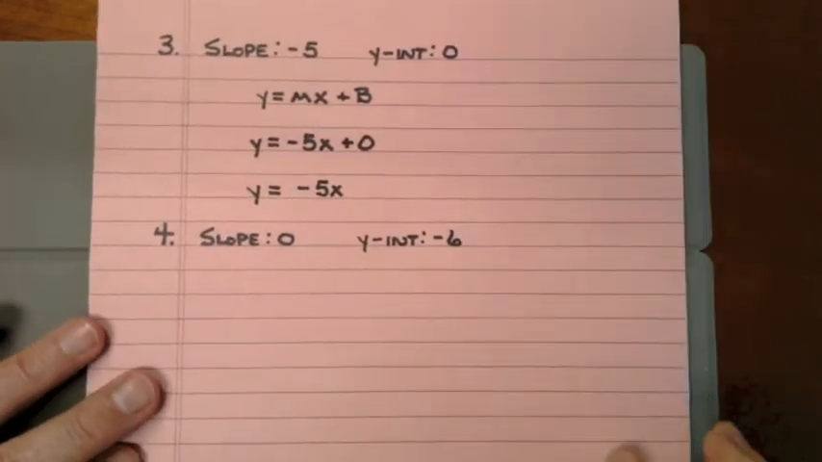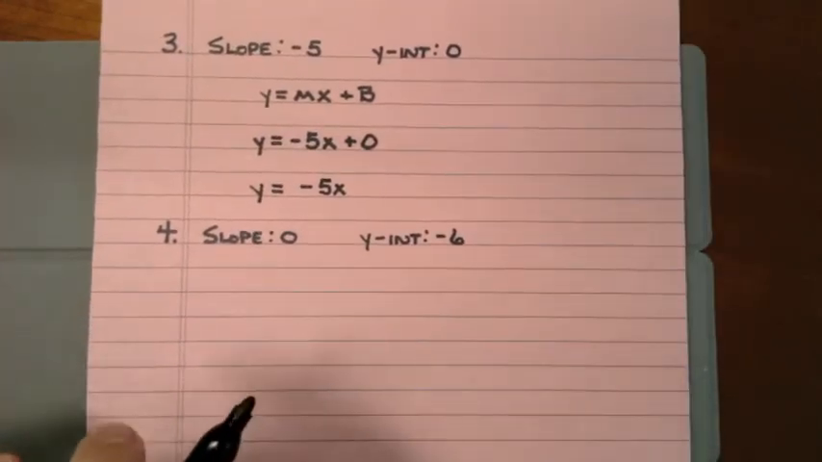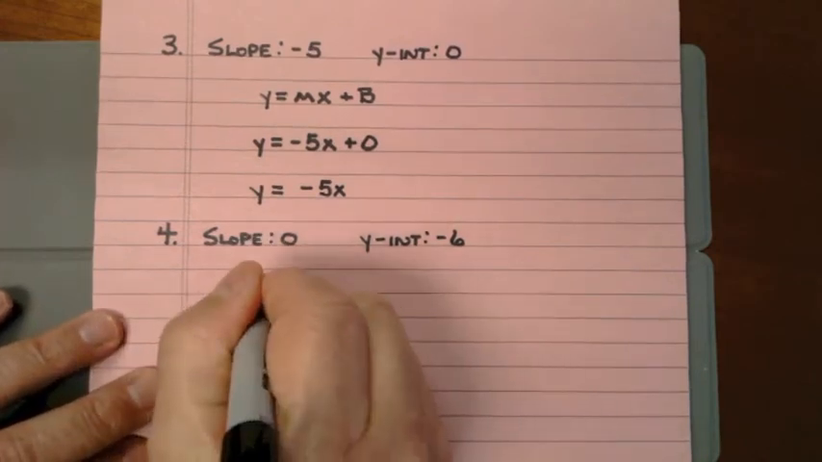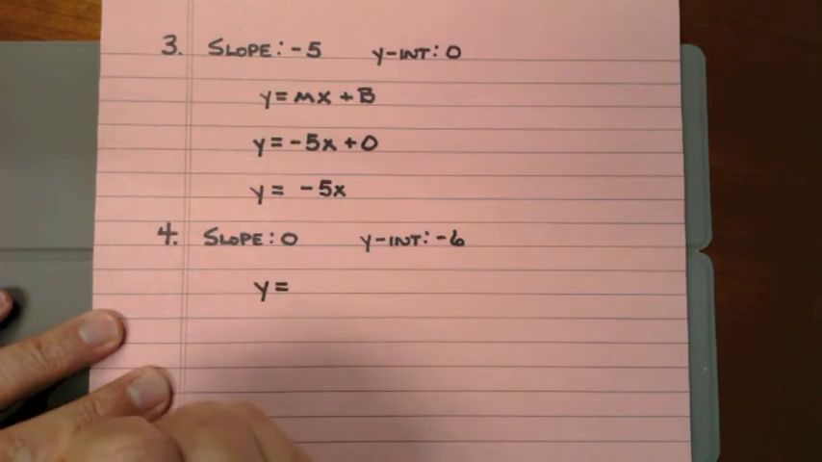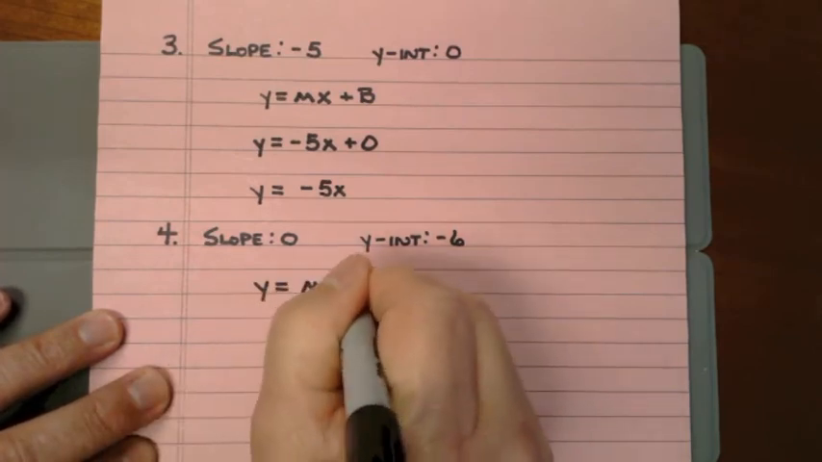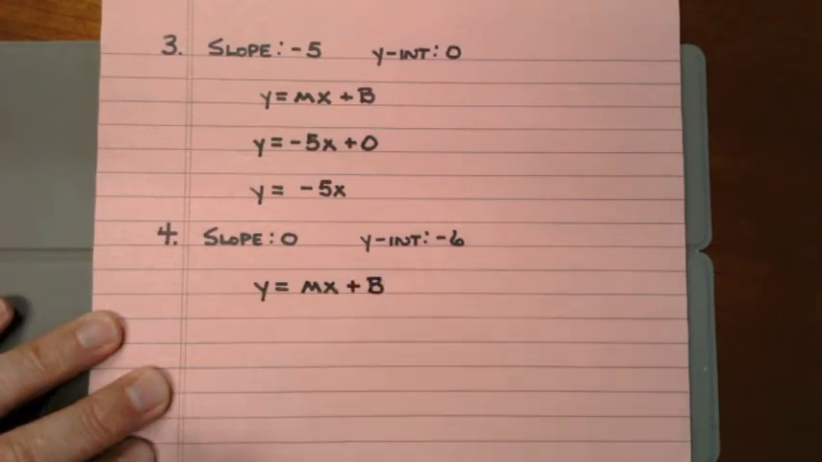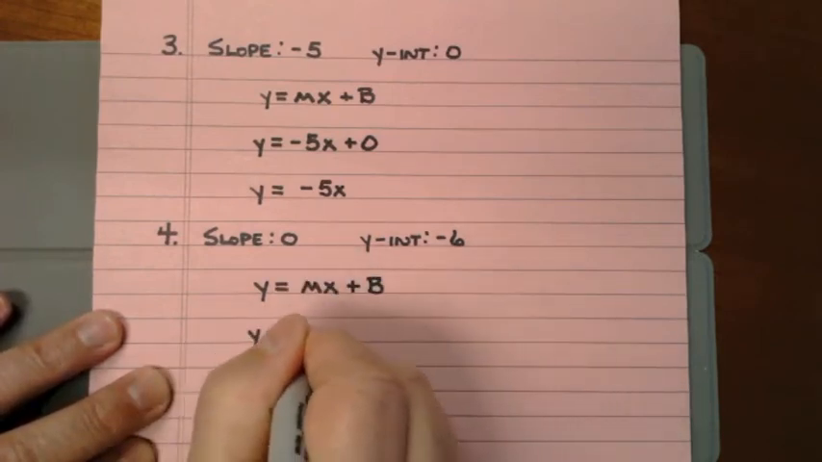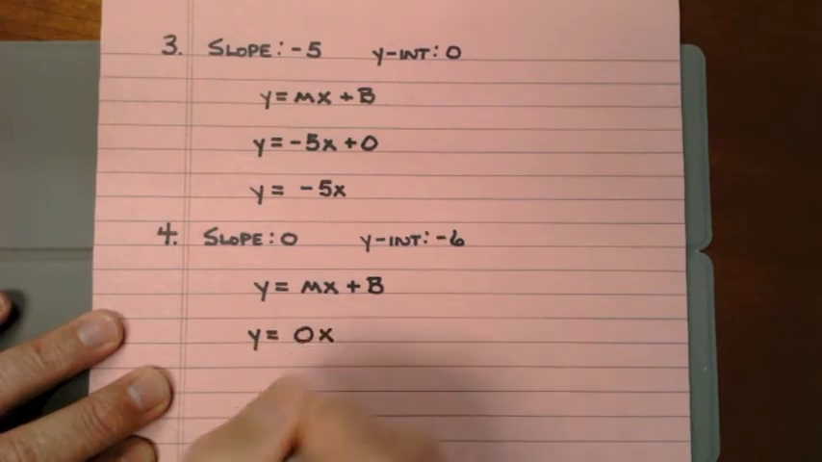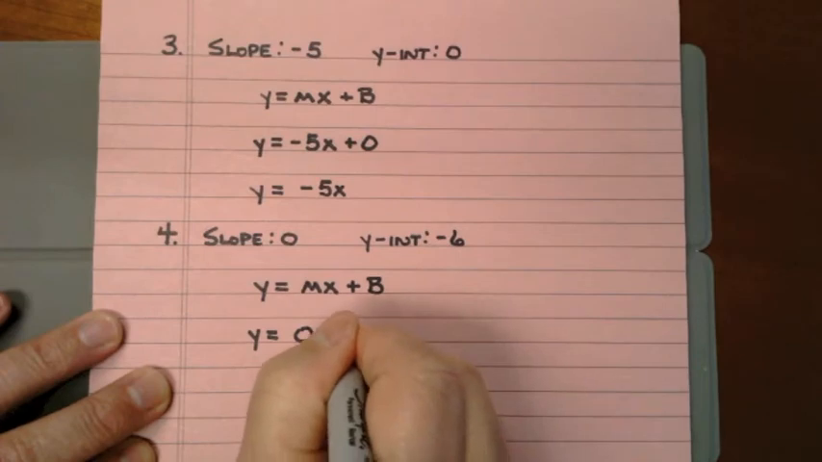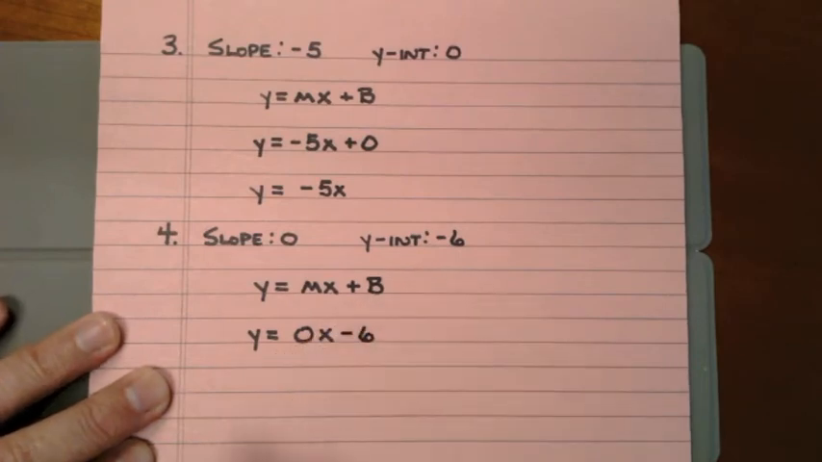Same for number 4. Number 4, instead of having a y-intercept of 0, we're going to have a slope of 0. So again, we go back to our formula. Y is equal to, we write down the slope, put x beside it, and then we put the y-intercept there on the end. Y is equal to, my slope is 0. I put x beside it, and my y-intercept is -6, so I put -6 here on the end.